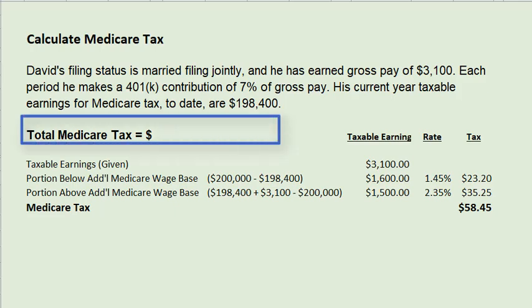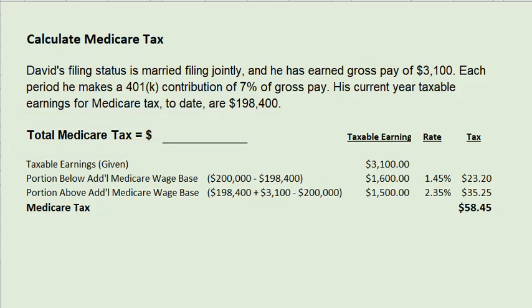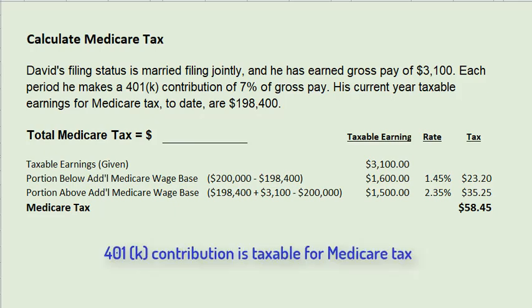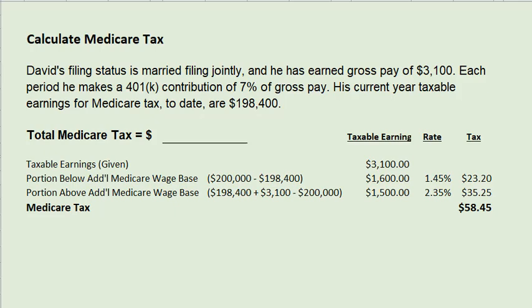In this problem, we first need to determine the taxable earnings for Medicare tax and then apply the Medicare tax rate. To do that, we know that David contributed 7% to the 401k plan, and we know that 401k contribution is not taxable for income tax withholding. However, it is taxable for Medicare tax. Therefore, the full $3,100 of earned gross pay is taxable earnings.